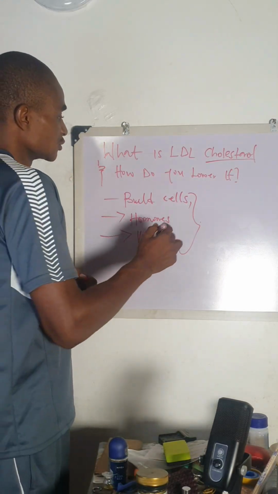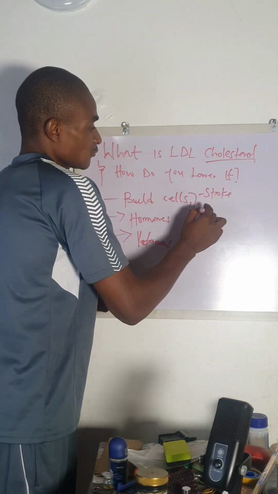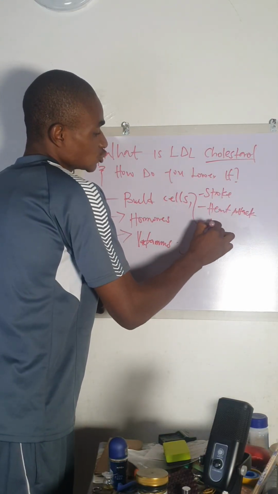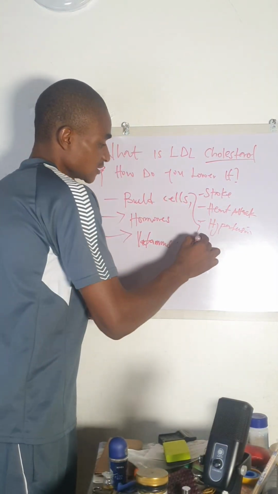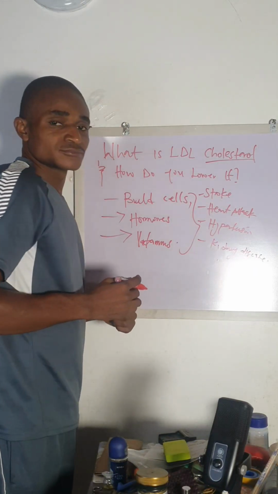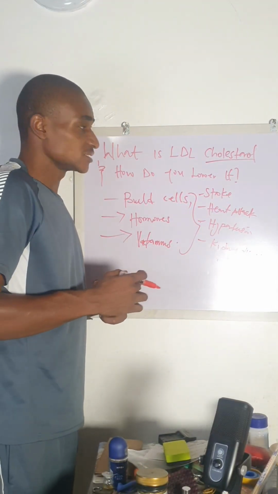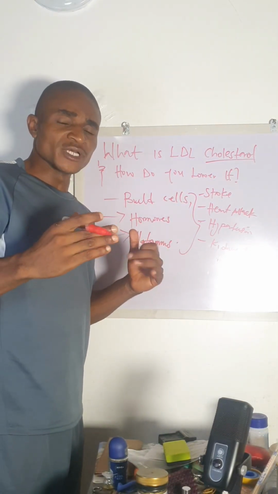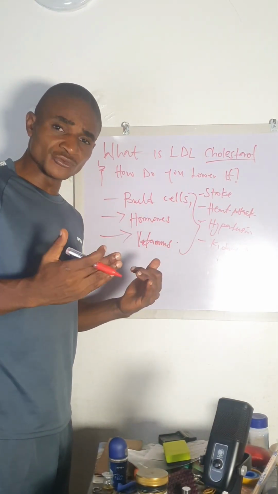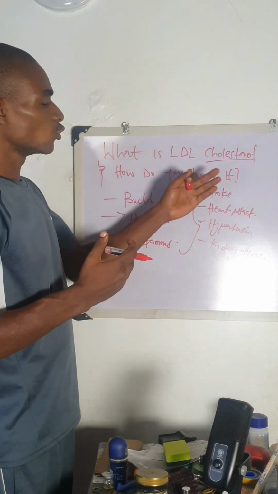One of those medical conditions is stroke. Another is heart attack. It could lead to hypertension. If hypertension is left untreated for a prolonged period of time, it can extend to kidney disease and a whole lot of medical problems that a high level of bad cholesterol can cause in our body. And then we are going to be wrapping up this video with how do we lower it?